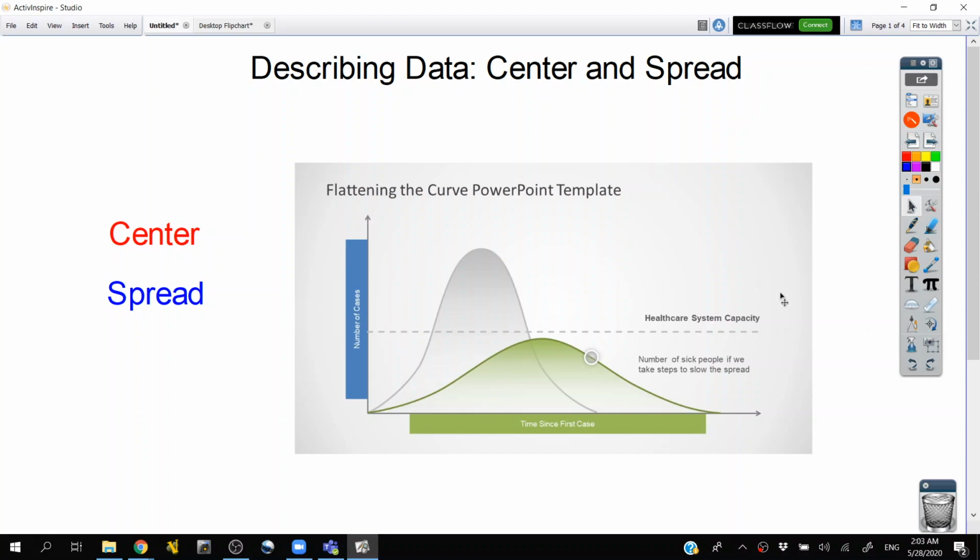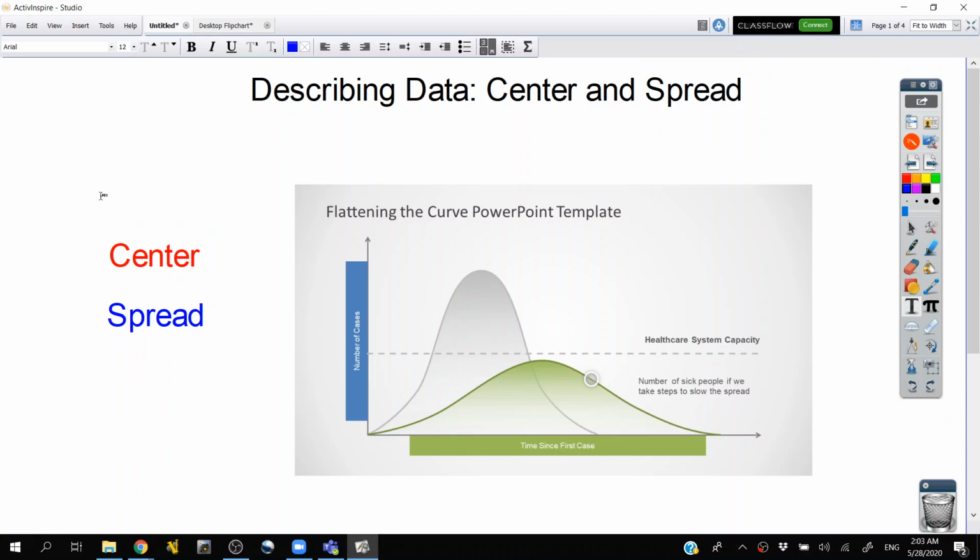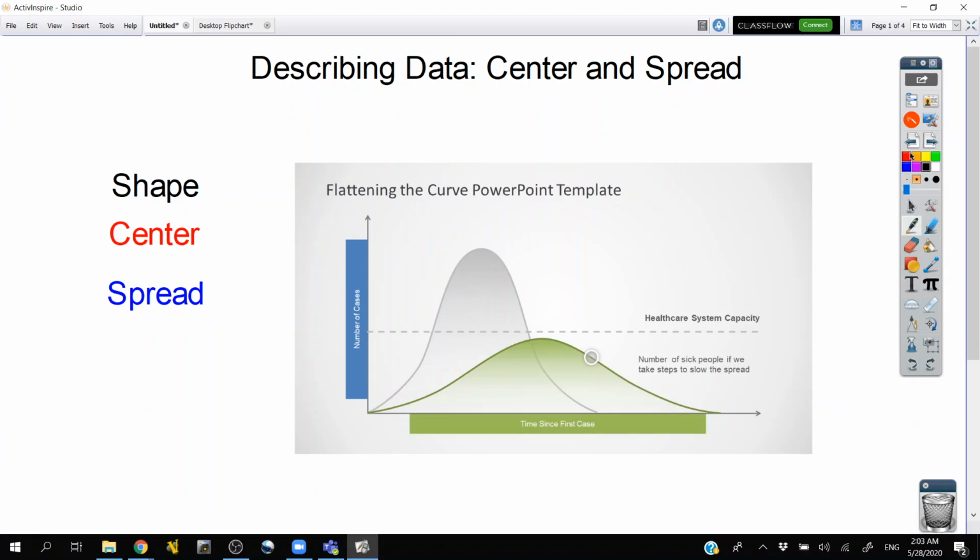There are three ways we can typically talk about data, and I should have added shape is also important. But both of these data distributions have the same shape, so it's not something I have to worry about in this case, because the gray curve and the green curve are both bell curves or normal distributions. So they have the same shape. I'm not going to consider that. But their centers are very different.